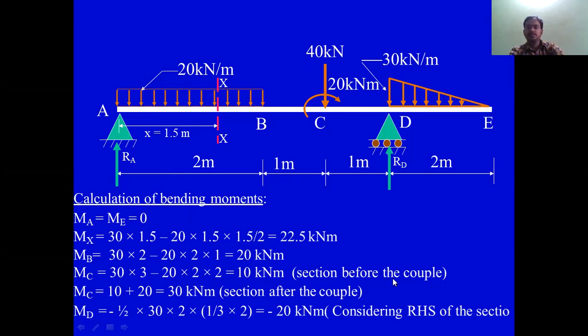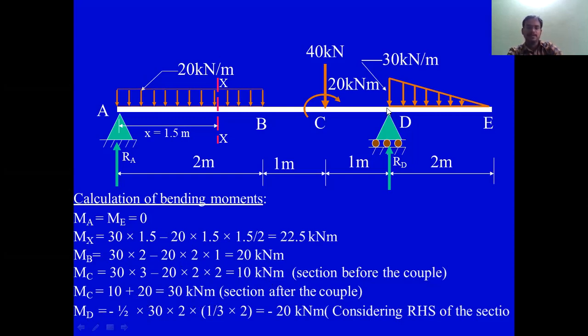So section before the couple, there are two things. Moment at C, section before C and after C, it is different. Before C, there is no 20. After C, you add up with 20. So from B to C, you have the same moment? No, we cannot say like that. We are having a moment before C, it is 10 kilonewton meter. After C, it is 30 kilonewton meter.